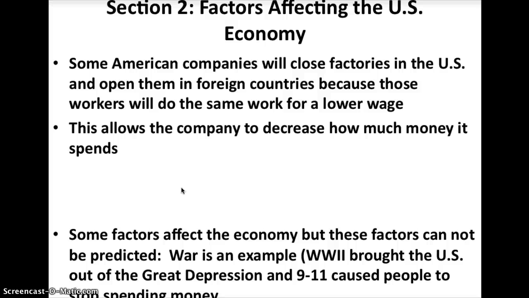Some factors affect the economy that cannot be predicted, and it mentions war as an example. World War II didn't take us into a depression, but it brought us out of the Great Depression. So in this case, the war, from an economic perspective, was actually a good thing.